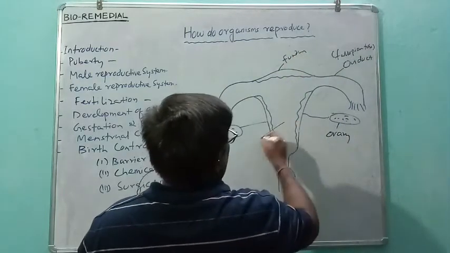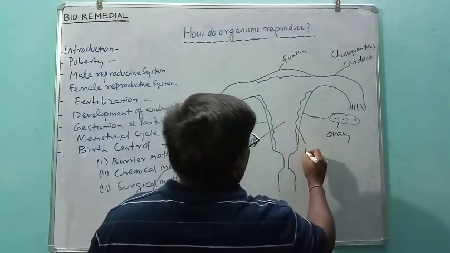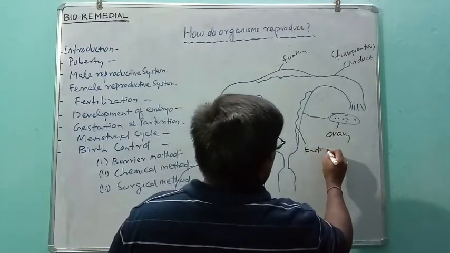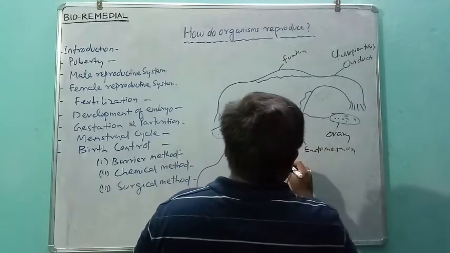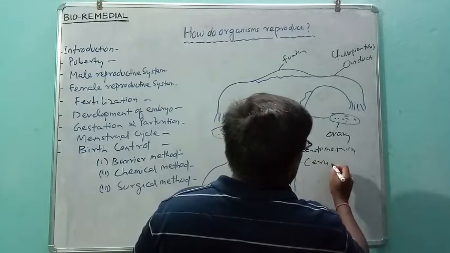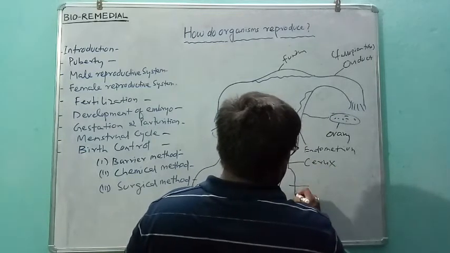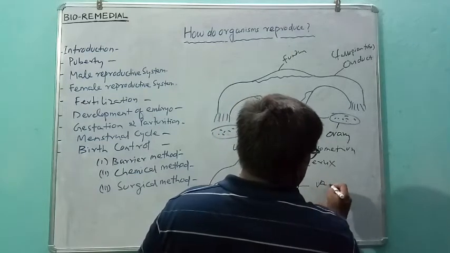This is the uterus. This layer is called the endometrium, the inner lining of the uterus. This narrow part is called the cervix or cervical canal. Then this long cylindrical tube-like opening is called the vagina.